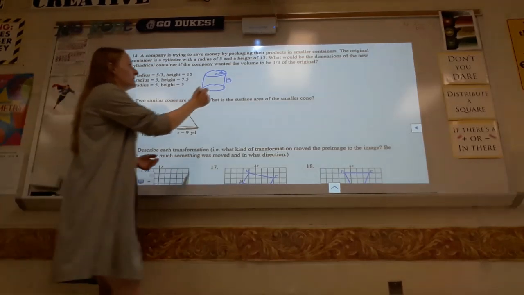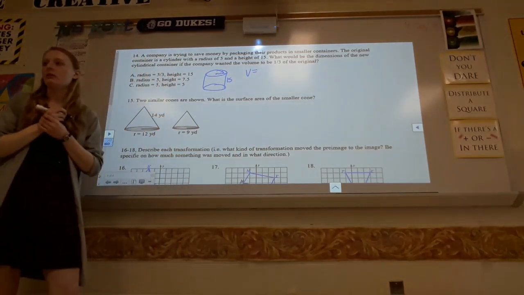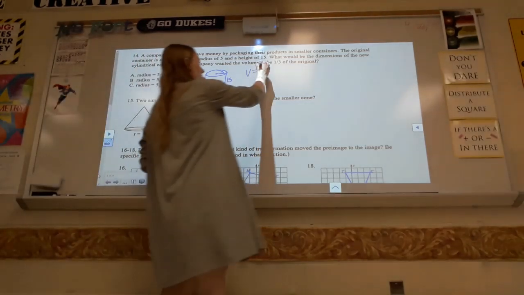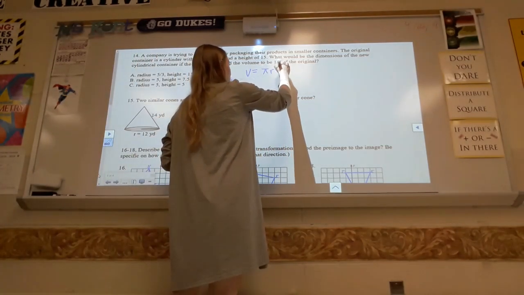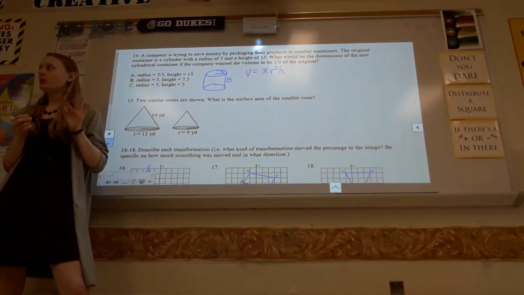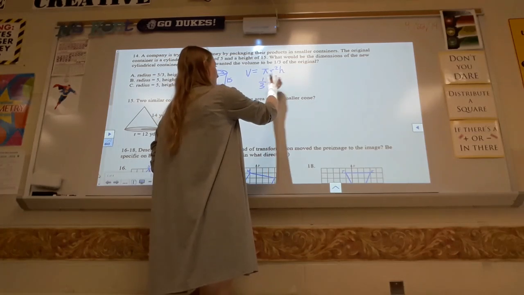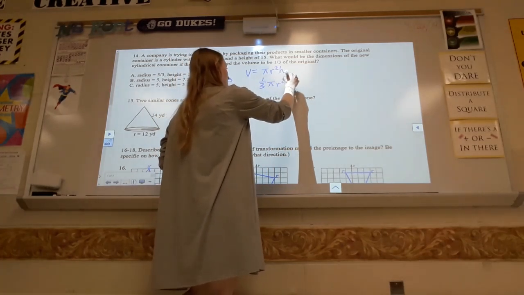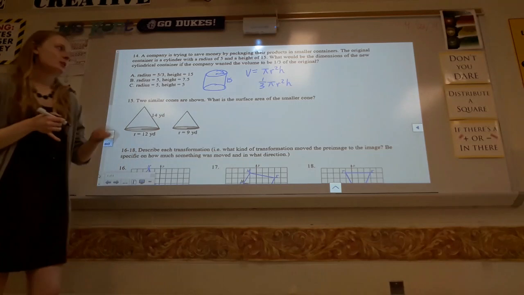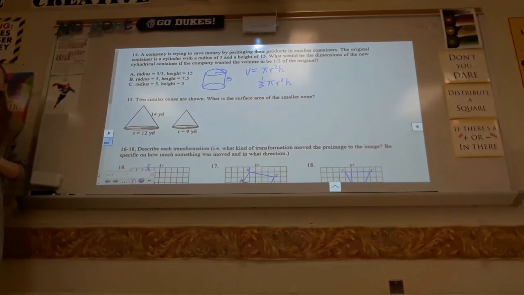Okay, can somebody tell me what the volume of a cylinder is? The formula. Pi r squared h. Pi r squared h. I want this formula to be 1/3 as big. Instead of being pi r squared h, I want it to be 1/3 pi r squared h. So what do you think, which variable would I have to change in order to get that? And how?